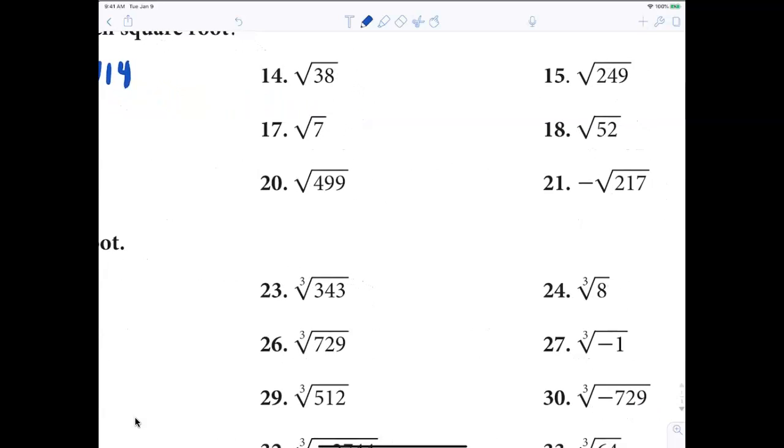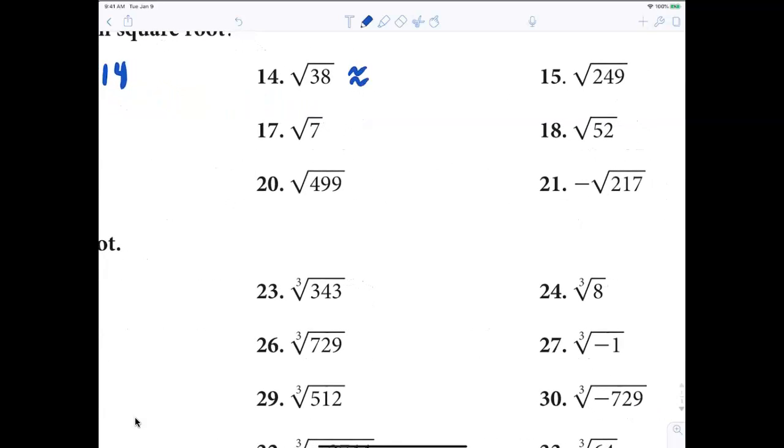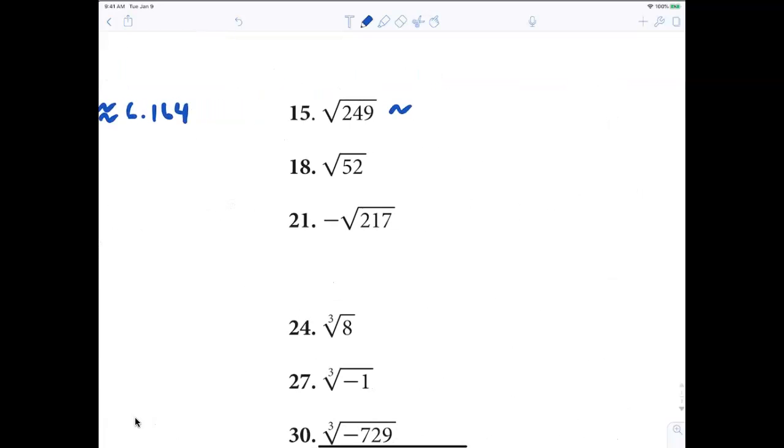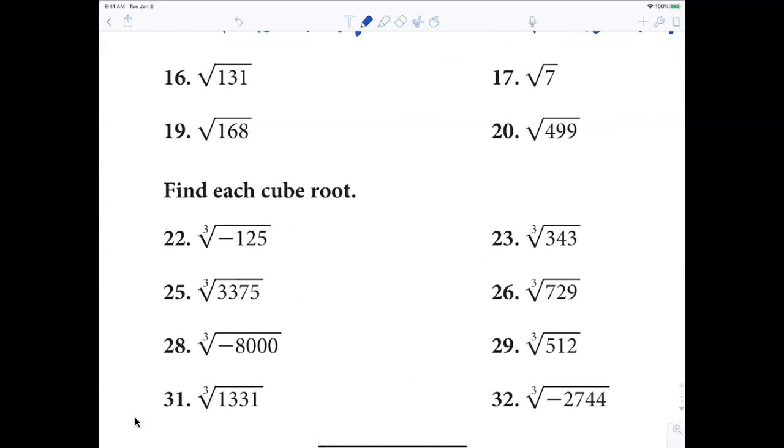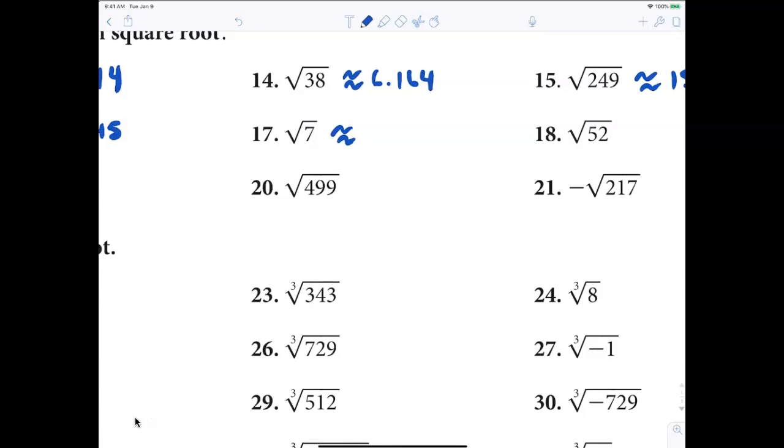So now square root of 38. 6.164. Help me with the square root of 249. 15.779. Square root of 131. 11.445. Thank you. Square root of 7. I'm asking for the square root of 7. 2.645. Now, do I really care if it's 5 or 6 or 4?